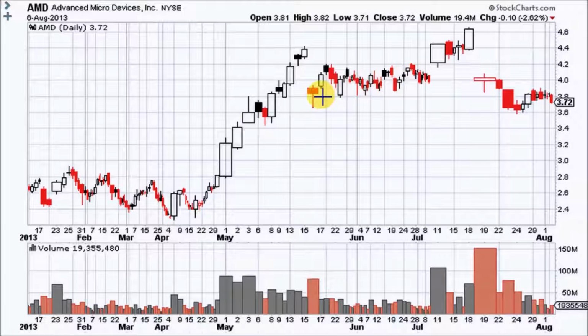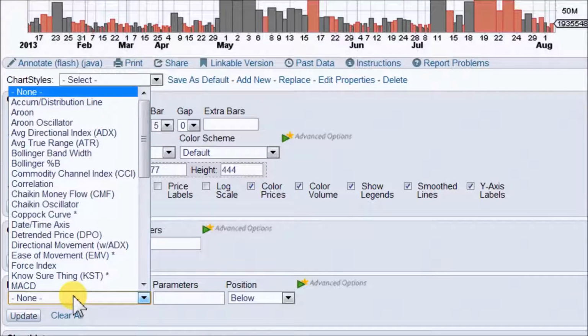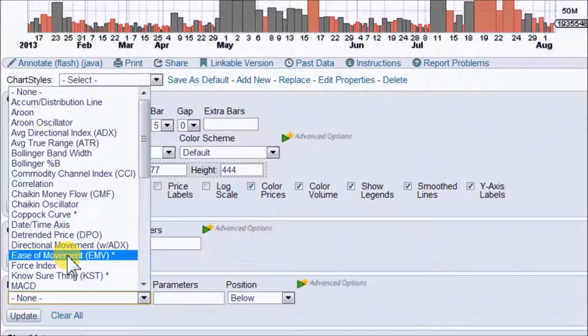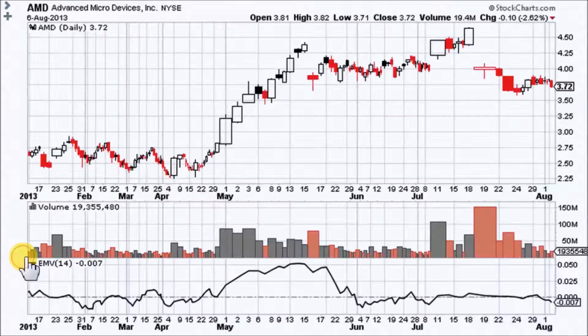So for the purposes of this, let's go ahead and load up the indicator, which is EMV, ease of movement. It's set at a standard look back period of 14 days, and you can adjust this one to your liking, either faster or slower. Go ahead and click update, and here is EMV set at a 14 period with a reading of minus 0.007.